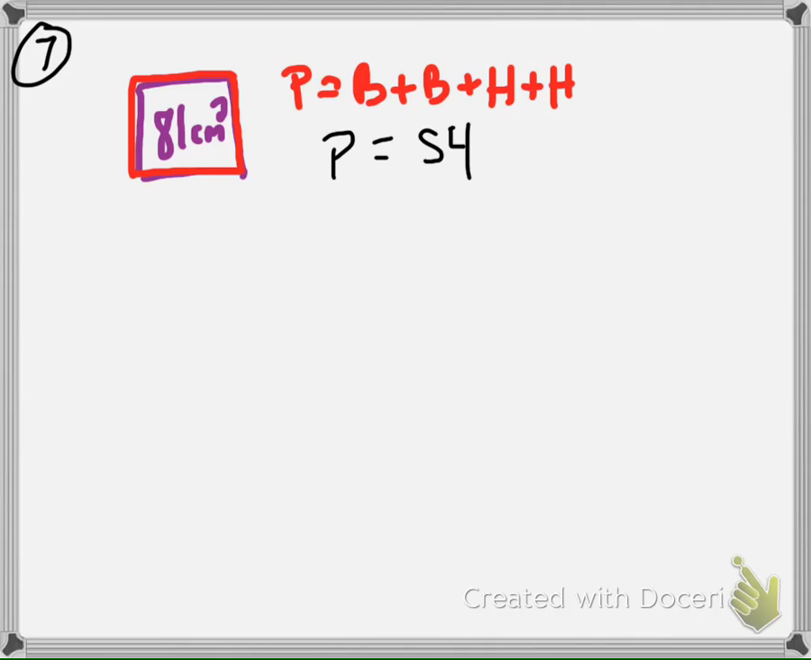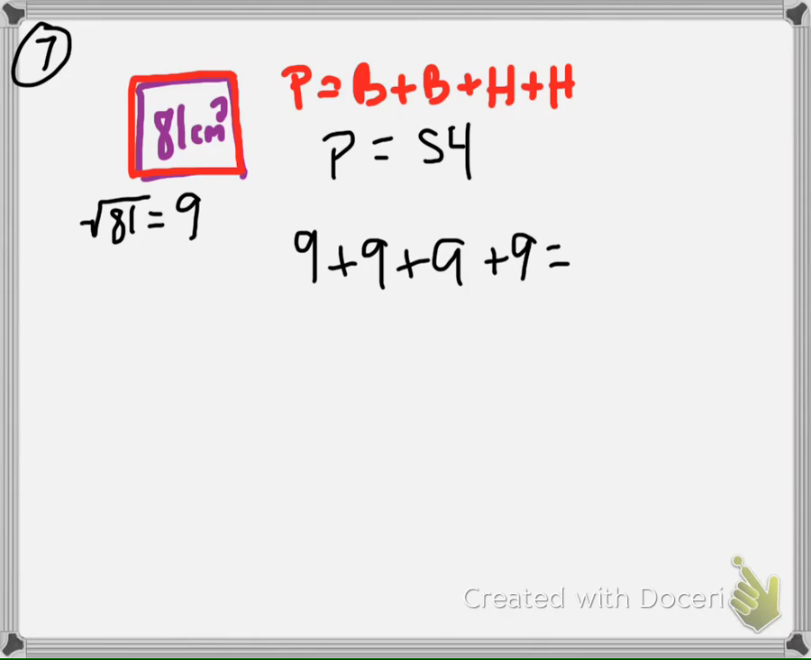The side length of a square with the area of 81 would be the square root of 81, and the square root of 81 is 9. So now I have to find the perimeter using that side length. I can do 9 plus 9 plus 9 plus 9, which gives me a perimeter of 36. Or I could have done 9 times the 4 sides, and that also gives me 36. So the perimeter is 36.